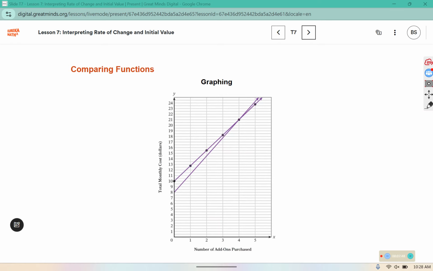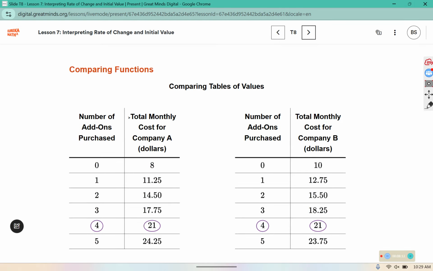If we were to graph both of these, you can see that the fee is cheaper from Company A and more expensive from Company B, but the rate per add-on is more expensive for Company B, so it's steeper. And they cross here at 4 add-ons and $21. That is the solution to the system of equations. If we looked in a table, when they both had 4 add-ons, you can see they also have the same monthly cost.